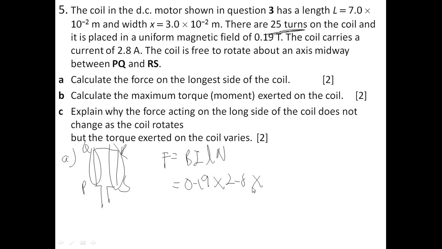The length is 7 times 10 to the power negative 2 meter, and times 25 turns. So I should have 0.93 newtons. Okay, 0.93 newton.